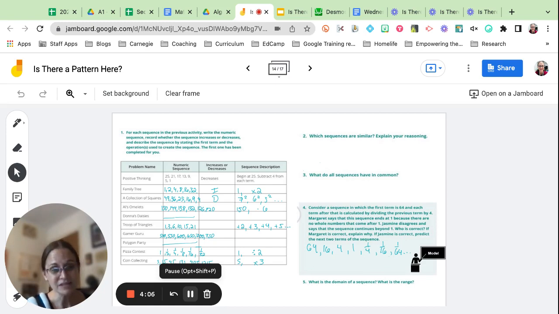The domain of a sequence describes all possible terms of a sequence, and the range is describing the value of those terms. So in short, the domain of a sequence is the term numbers, and the range of a sequence is the term values.